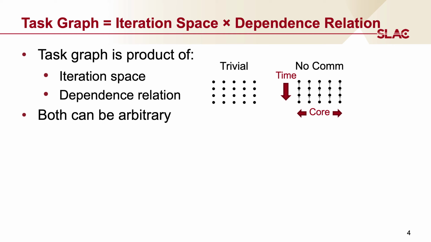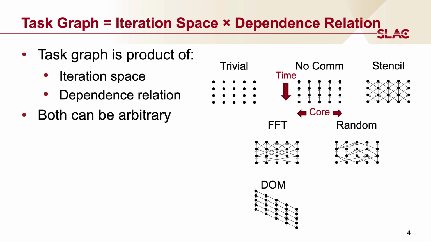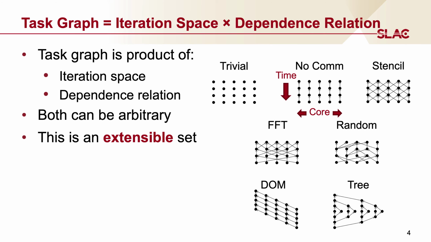Both of these can be arbitrary, and that means that we can specify a number of different patterns using this technique. So for example, we can make a stencil pattern by connecting each task to its two immediate neighbors. We could do FFTs with butterfly exchange. We could do random task graphs. We could do sweeps for the discrete ordinates method. Or we could do trees for divide and conquer algorithms. And so we can simulate a number of different application patterns using this technique. And this is also an extensible set. So if you wanted to add new things over time, you can do this. And any patterns that you add are immediately available to all of the systems that implement TaskBench.